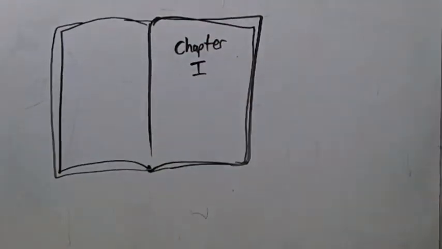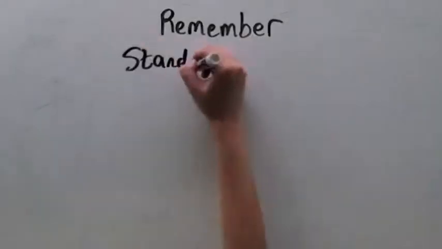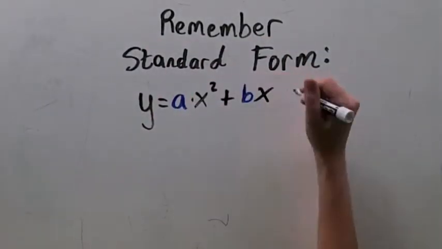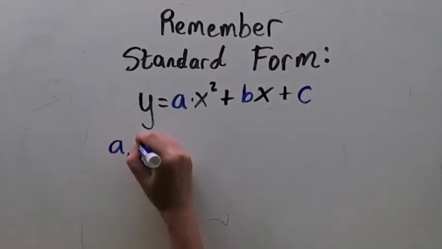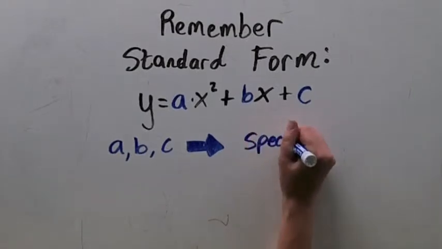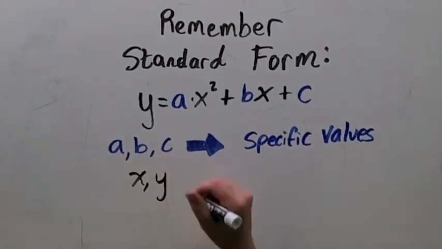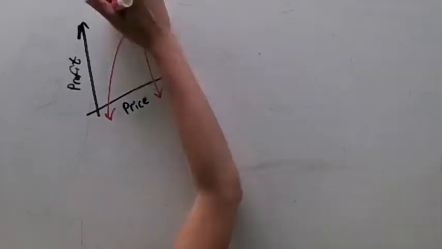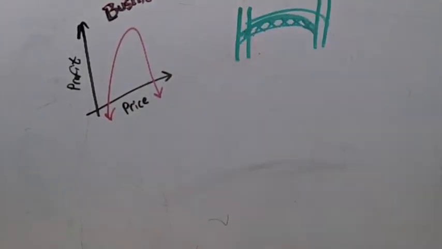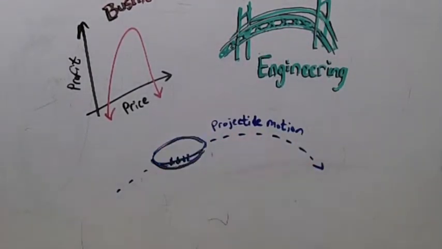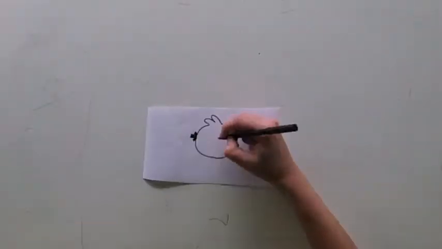Let's get started. Remember, the standard form of a quadratic is y equals a times x squared plus b times x plus c, where a, b, and c become specific values within a given context, while x and y are variables that change. Within a given context, quadratic equations can be used to solve problems in business, engineering, construction, and physics, and more. Let's look at an example using Angry Birds.